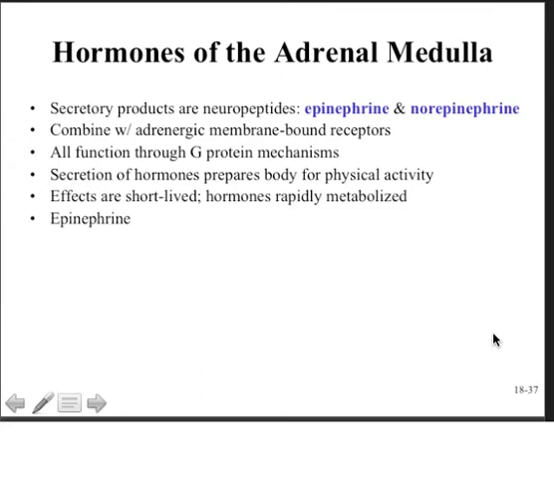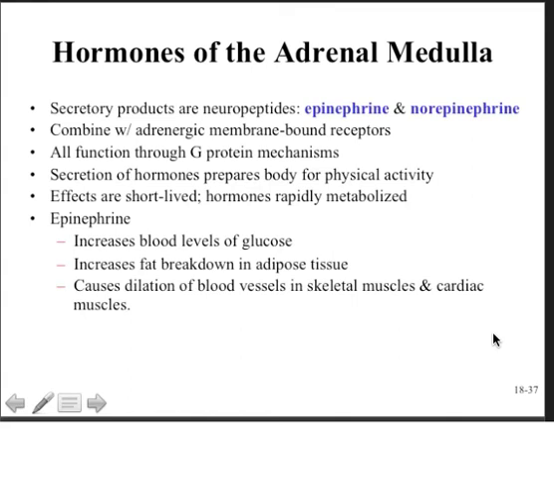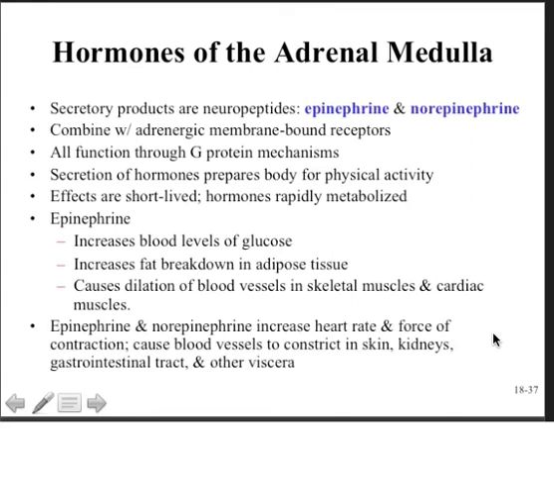Epinephrine and norepinephrine are amino acid derivatives, and they're called catecholamines. Epinephrine increases blood glucose levels and increases fat breakdown in adipose tissue and causes dilation of blood vessels in skeletal muscle and in cardiac. Epinephrine and norepinephrine increase heart rate and force of contraction, so this increases cardiac output, and it also causes blood vessels to constrict in the skin, in the kidneys, in the GI tract, and in other viscera.